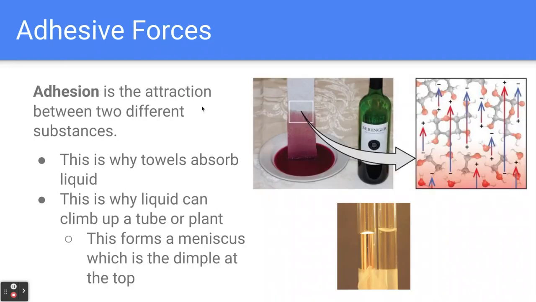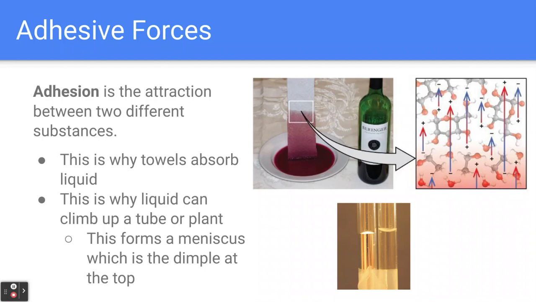The other type of attraction is an adhesive attraction, or an adhesive force, and that's the attraction between different types of particles. And the way I always think about this is like glue. Glue sticks two pieces of things together. So adhesion is the attraction between a liquid and another substance. And so there's two different examples here. You've got a bottle of wine, and if we spill that, we can clean that up with a piece of paper towel, and that's because we have an attractive adhesive force between the water molecules and the paper.